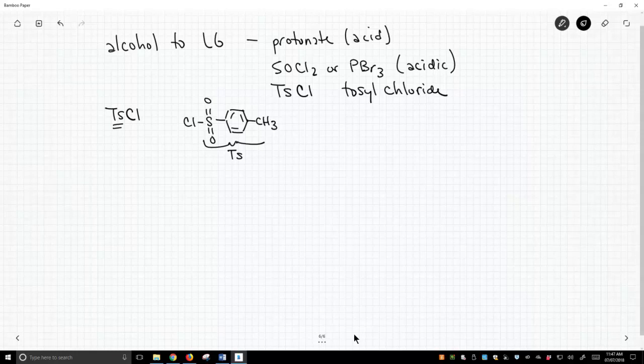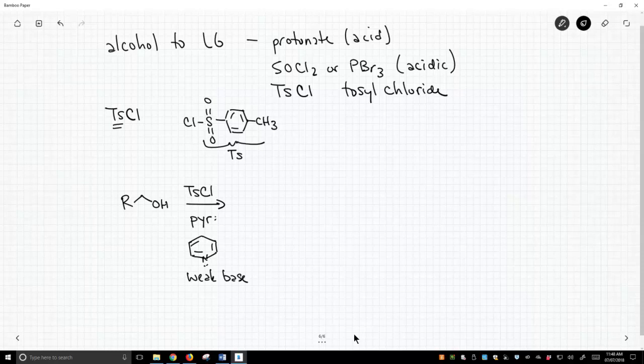So, what's going to happen here? We're going to take an alcohol. I'm going to write a primary alcohol, and we're going to react it with tosyl chloride. And not just tosyl chloride, but a typical solvent, and I say it's typical, but it's what many people use, which is pyridine. Now, what is pyridine? P-Y-R. Pyridine is a weak base.